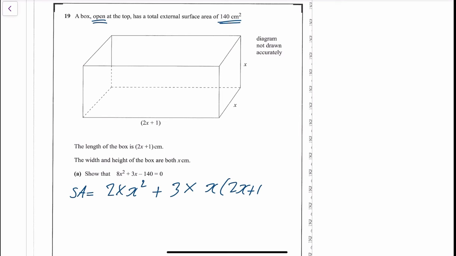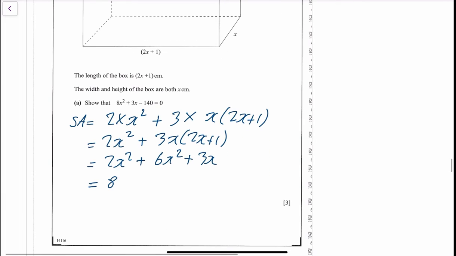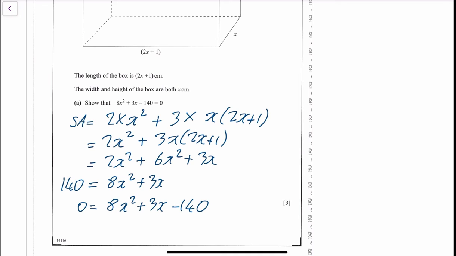So we sort that out as 2x squared plus 3x times 2x plus 1, showing all the steps here, and then that is equal to 6x squared plus 3x. Tidy that up, that's going to be 8x squared plus 3x, and what were we told? We were told that that was equal to 140. So bring it all to one side, you will have 8x squared plus 3x minus 140.